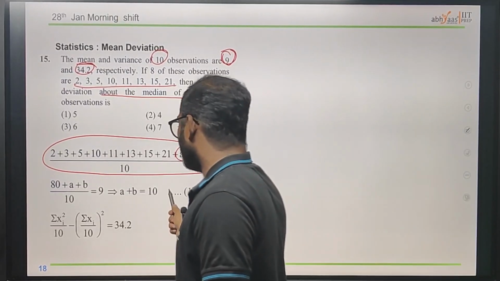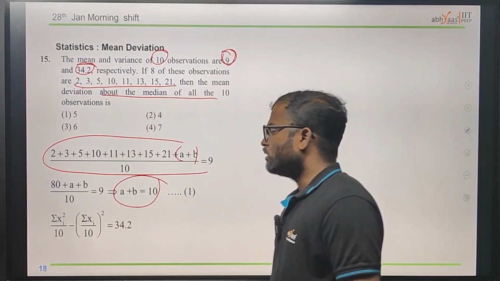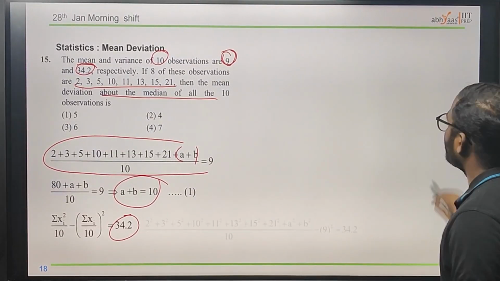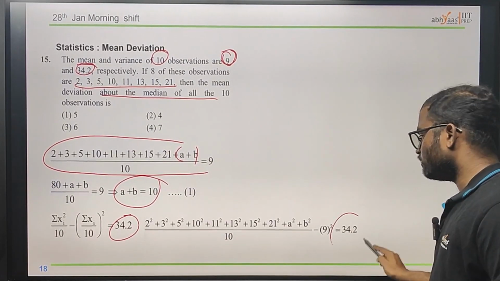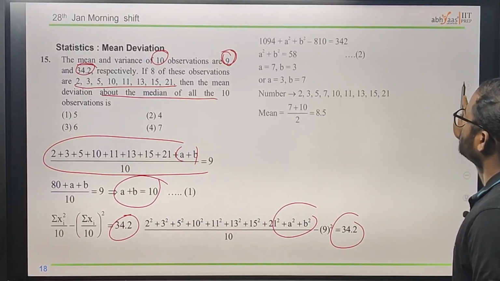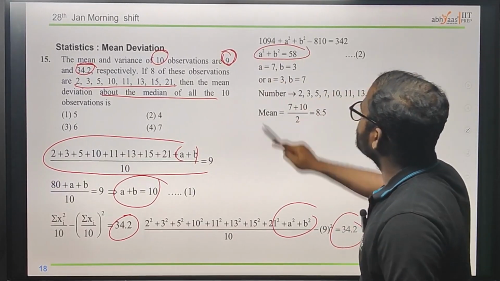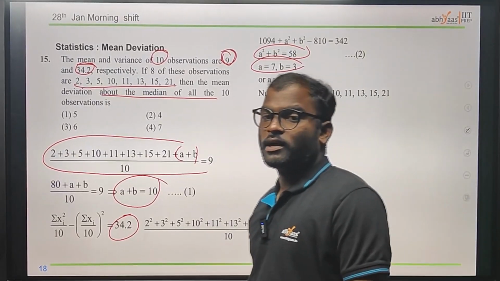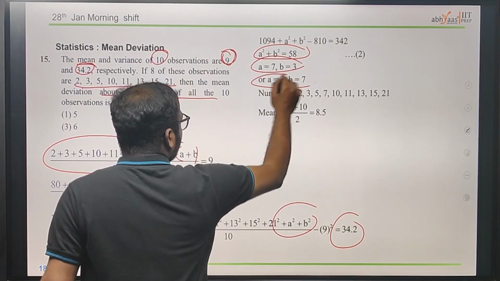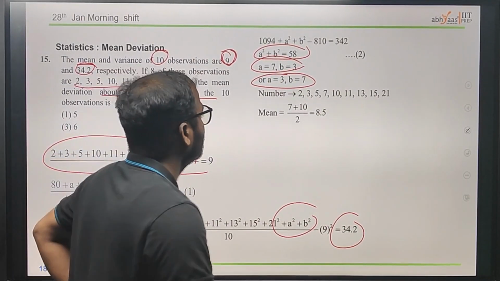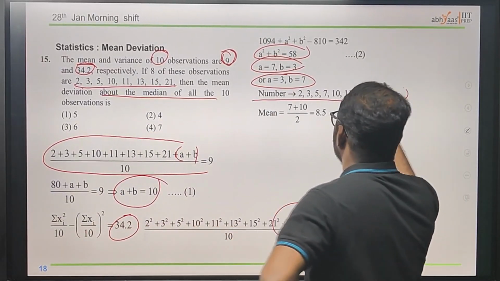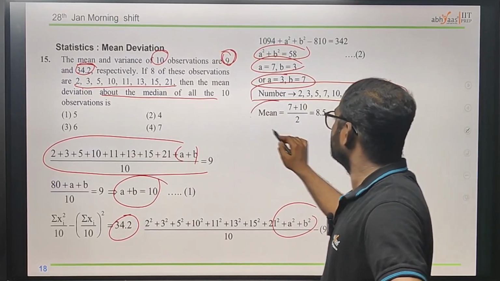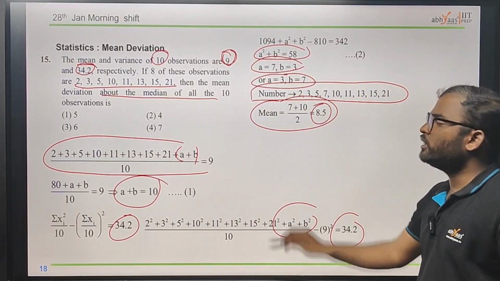From this we get a plus b is equal to 10. Now using the variance 34.2, we can find another equation: a square plus b square is equal to 58. Using both equations, we get a equal to 7 and b equal to 3, or a equal to 3 and b equal to 7. Therefore these are the total possible observations.